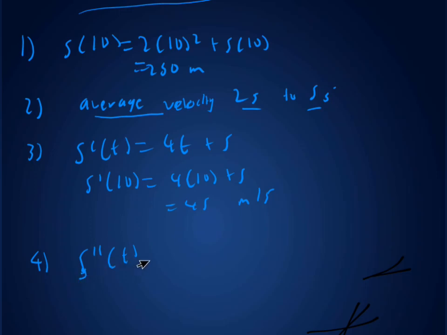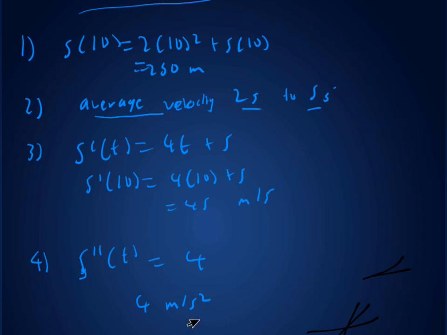So then we're going to get the second derivative, which is literally going to be 4. So we have a constant here. It means that no matter what value I put for t, the answer is 4. So therefore, the acceleration at 10 seconds is going to be 4, right? So it's going to be 4 meters per second squared. So there we have it.